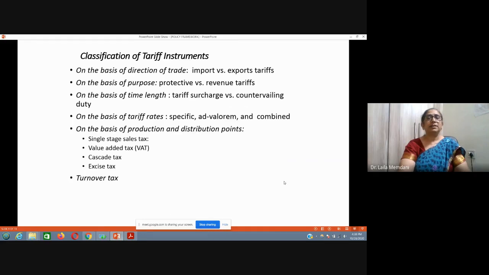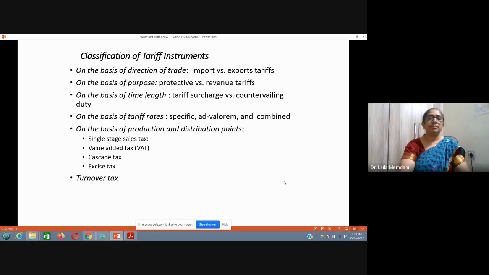Protective tariffs are imposed to protect the domestic industry from foreign competition. Revenue tariffs are imposed to generate revenue for the government. Normally, most governments impose protective tariffs and not revenue tariffs. On the basis of time length, we have tariff surcharge versus countervailing duty.